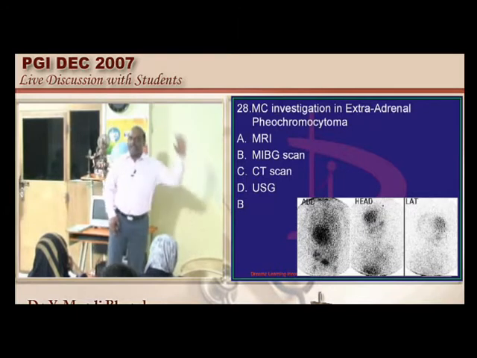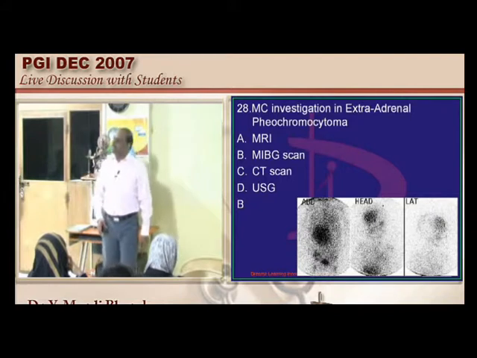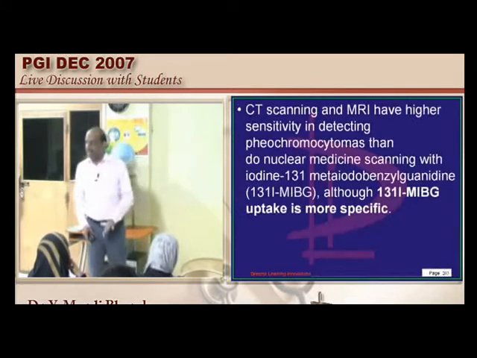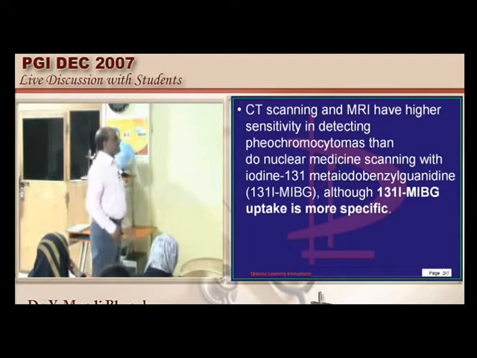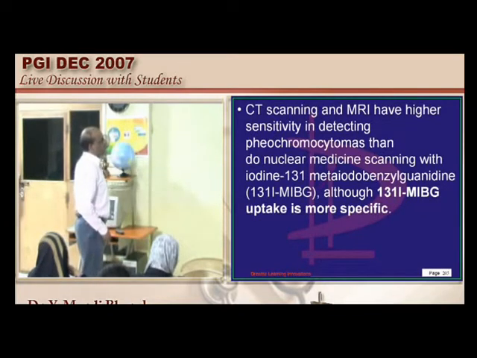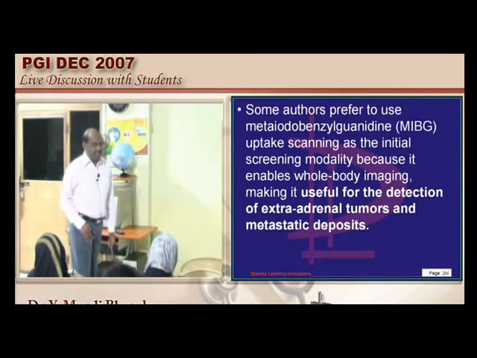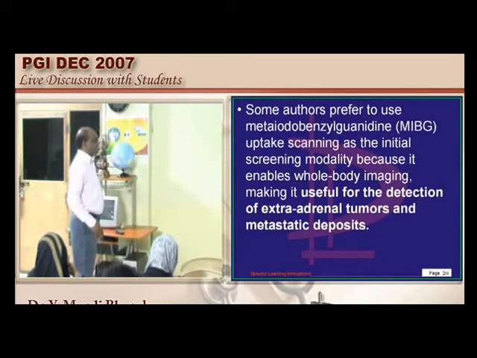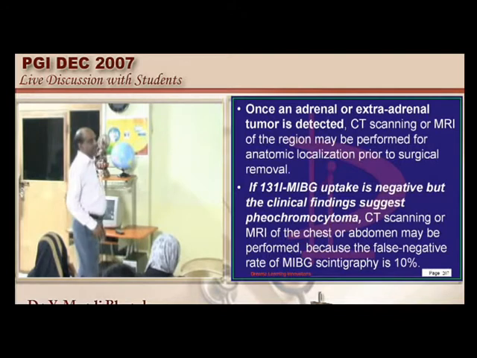Adrenal pheochromocytoma, a favorite question of the examiner. What is the investigation of choice? CT for adrenal. For extra-adrenal, the MIBG scan is considered the investigation of choice. MIBG has the specificity, CT has the sensitivity, but in spite of that MIBG is the one, especially whenever you are suspecting extra-adrenal pheochromocytomas, to use as a screening procedure.